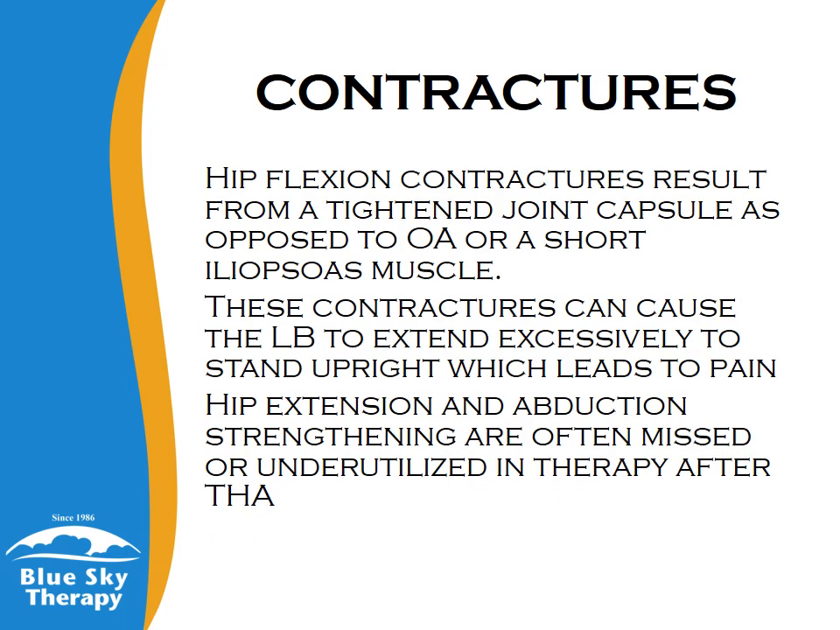After total hip arthroplasty, hip flexion contractures often occur as a result of a tightened joint capsule, as opposed to osteoarthritis or a short iliopsoas muscle. These contractures can cause the low back to extend excessively to stand upright, which leads to pain. Hip extension and abduction strengthening are often missed or underutilized in therapy after total hip arthroplasty.